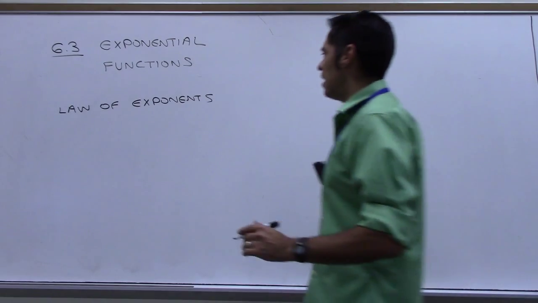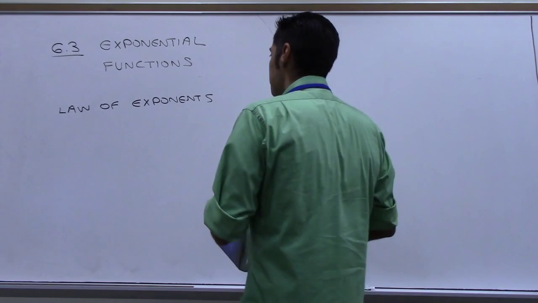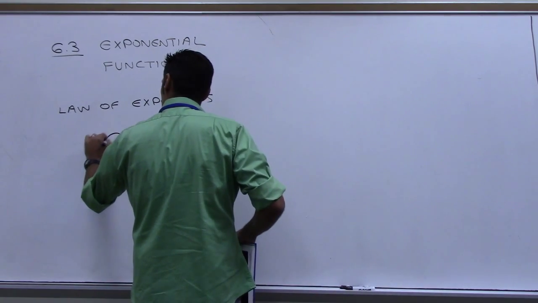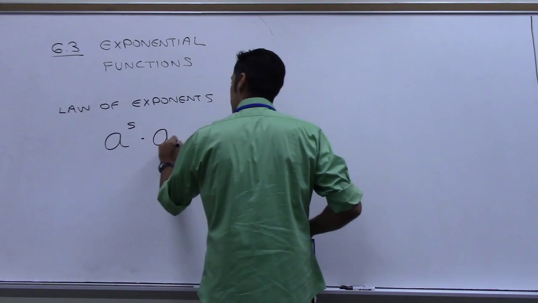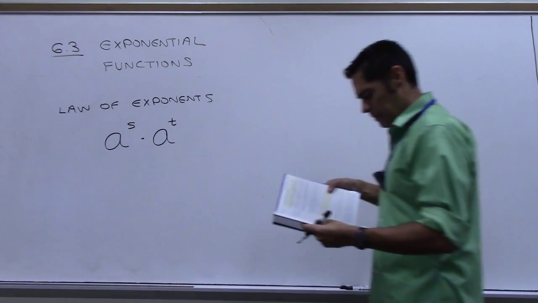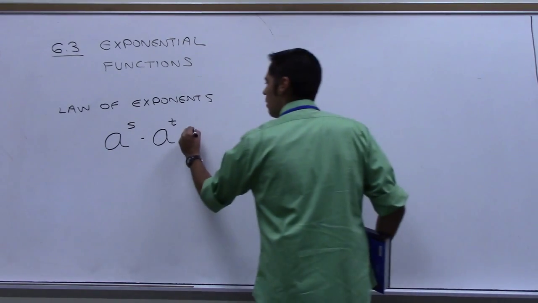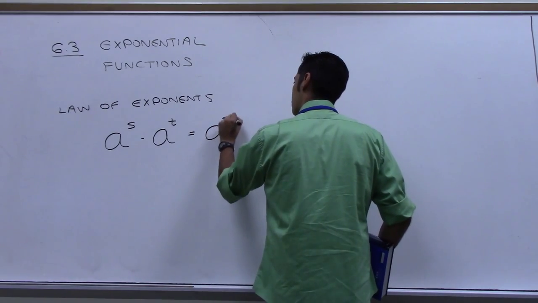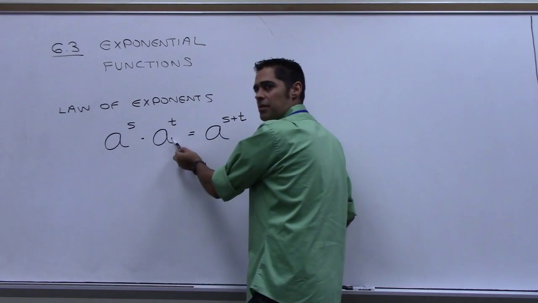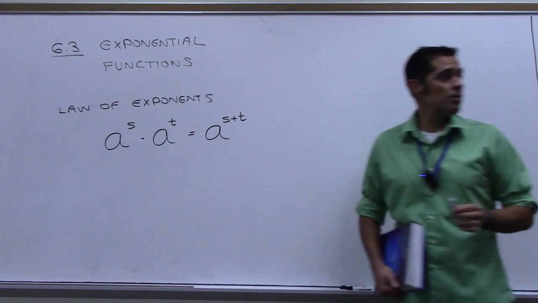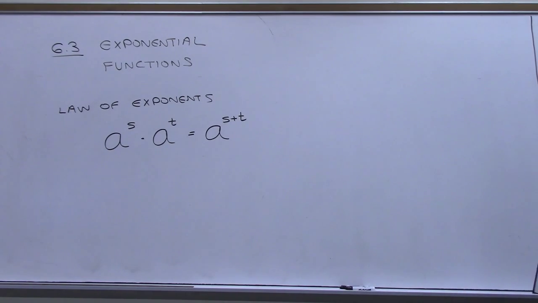So laws of exponents, things like this. I'm going to use the same letters and notation that the book does. If you have something raised to a power times the same thing raised to a different power, what can you do to combine those together? You add the powers. So this is a to the s plus t. If you have the same base, we call that the base. We call the s and the t the exponents. Then if you have the same base, different exponents, and you're multiplying those together, you add the exponents.